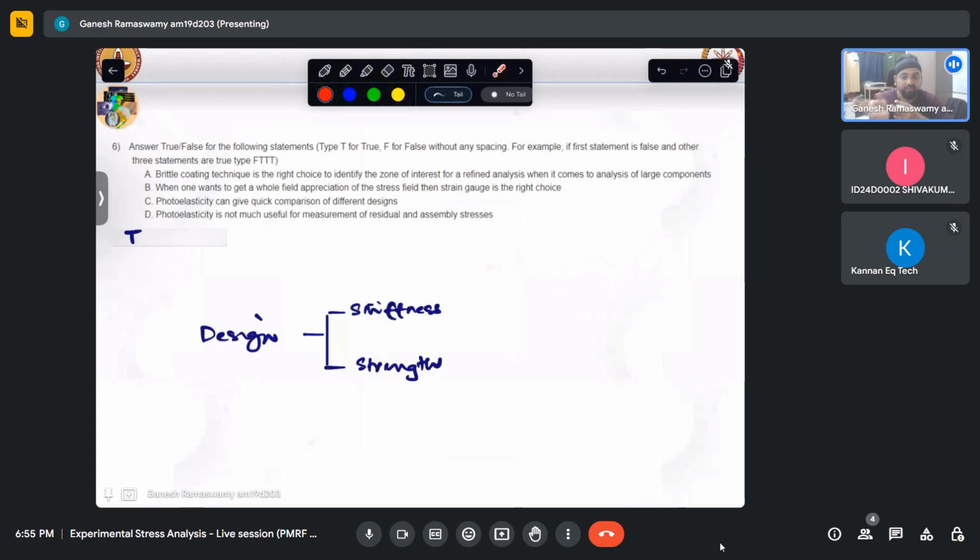Like we identify that using brittle coatings. And then once we have identified, now we know where to concentrate. There we can use strain gauges in order to make precise measurements. So this is not true.